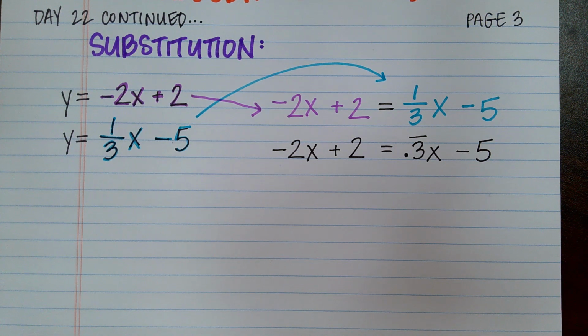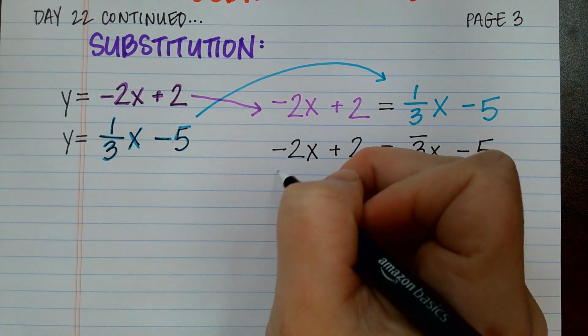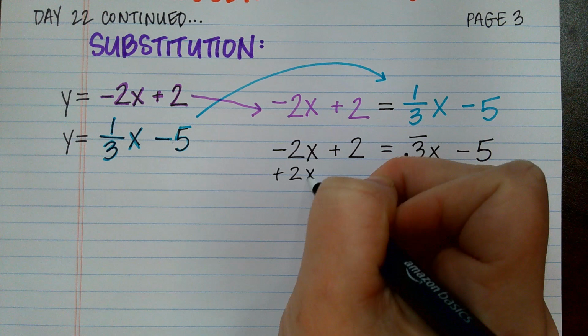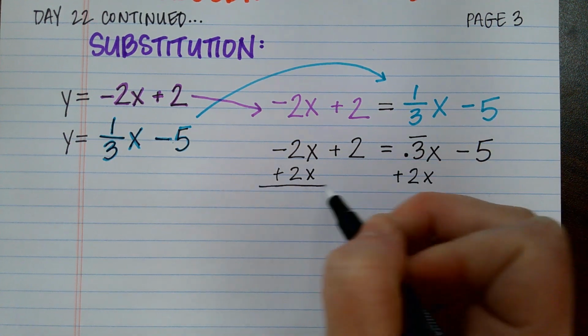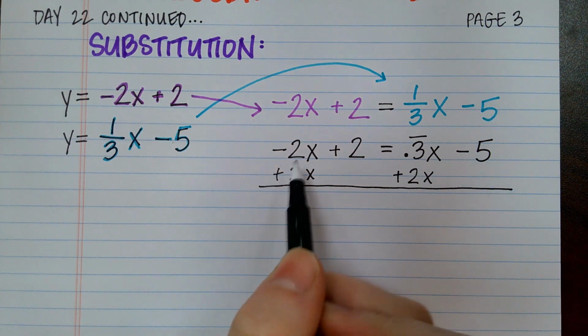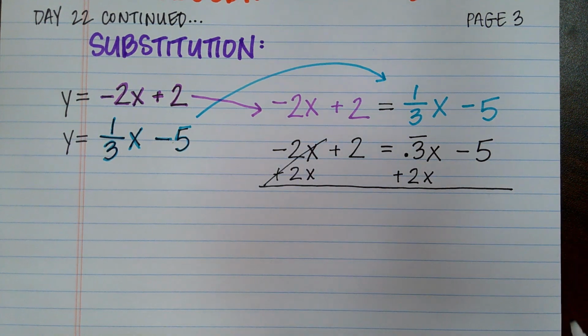What should we do first when we have variables on both sides? Add 2x to both sides. Yeah, we could add 2x to both sides. Absolutely. So we've got minus 2x, add 2x, so it'll be 2.3x. So our minus 2x and our plus 2x, what happens there? They cancel out.